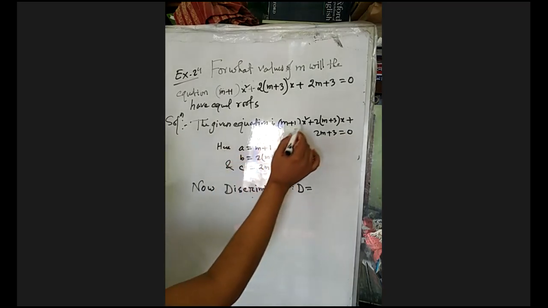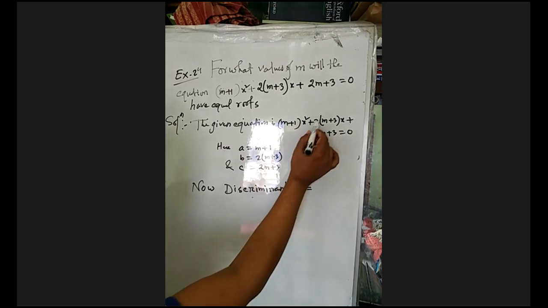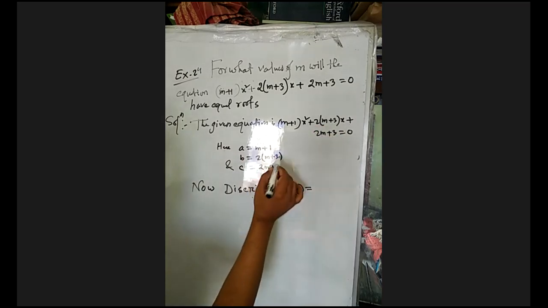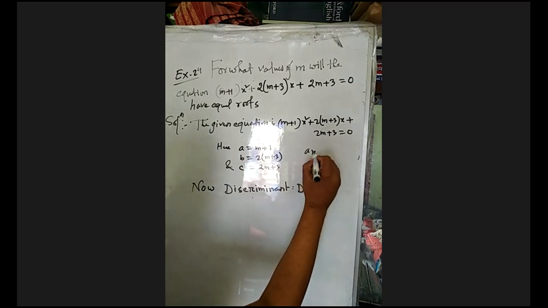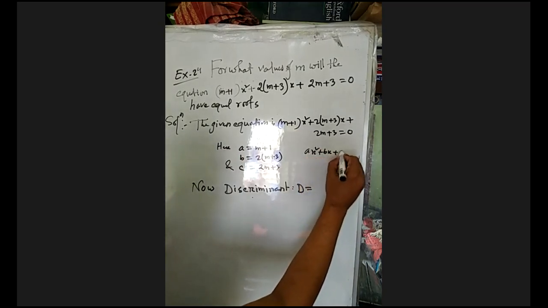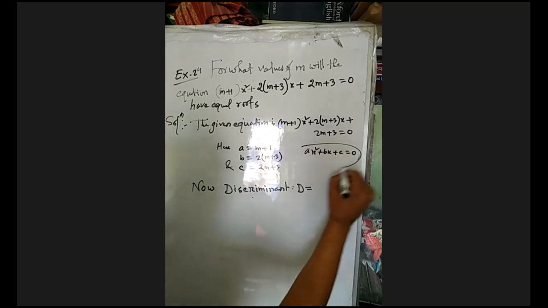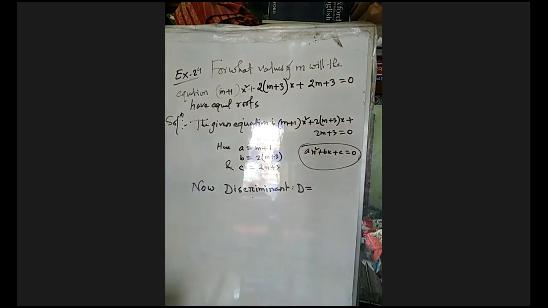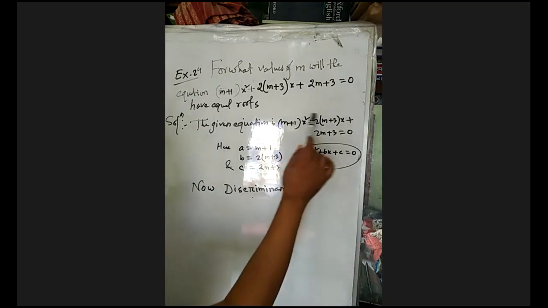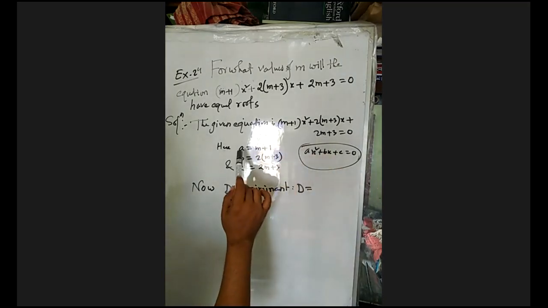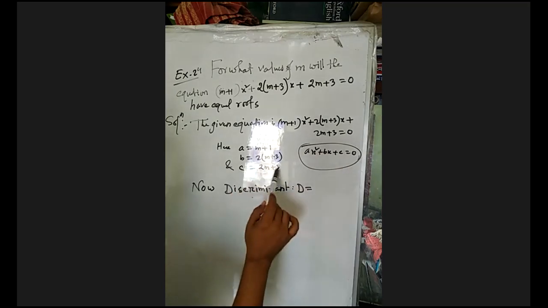a is the coefficient of x², m + 1. And b is the coefficient of x, 2(m + 3). And c is the constant term. Comparing with what? ax² + bx + c = 0. This is the standard form of a quadratic equation. So comparing with this equation, we get the coefficient of x² is m + 1, the coefficient of x, b, equal to 2(m + 3), and the constant term will be 2(m + 3).